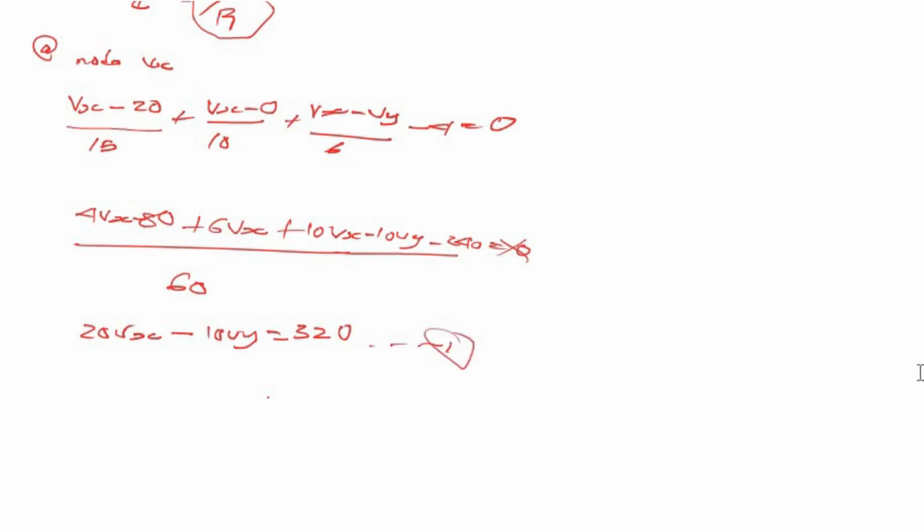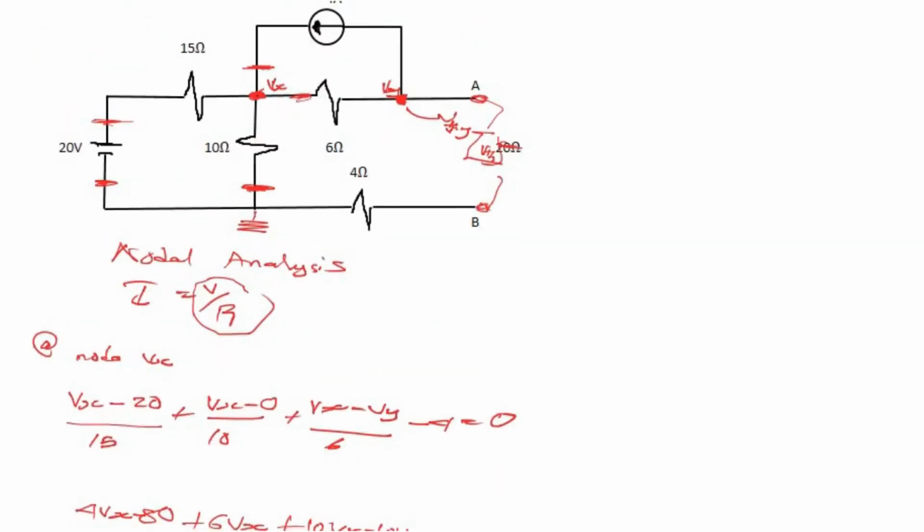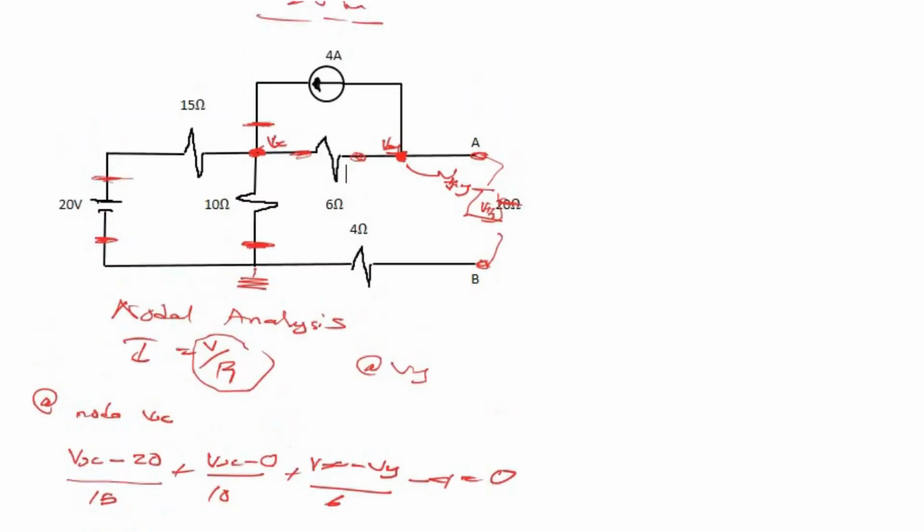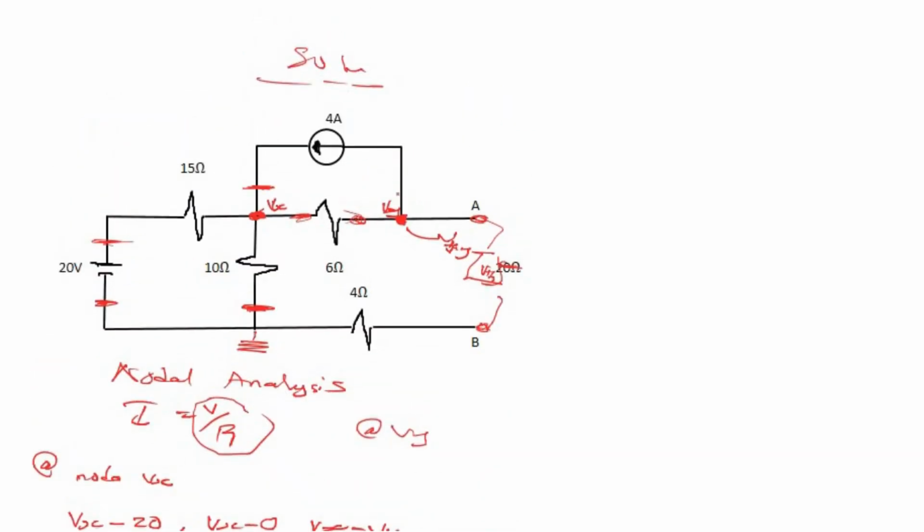So let's go back to the second node to find our second equation. Going to node Vy now, at node Y. What is happening at this node? How many branches are connected to it? This branch and this branch of the current source. Those are the two branches connected to node Y. Since we don't have anything here, we are not going to account for this.